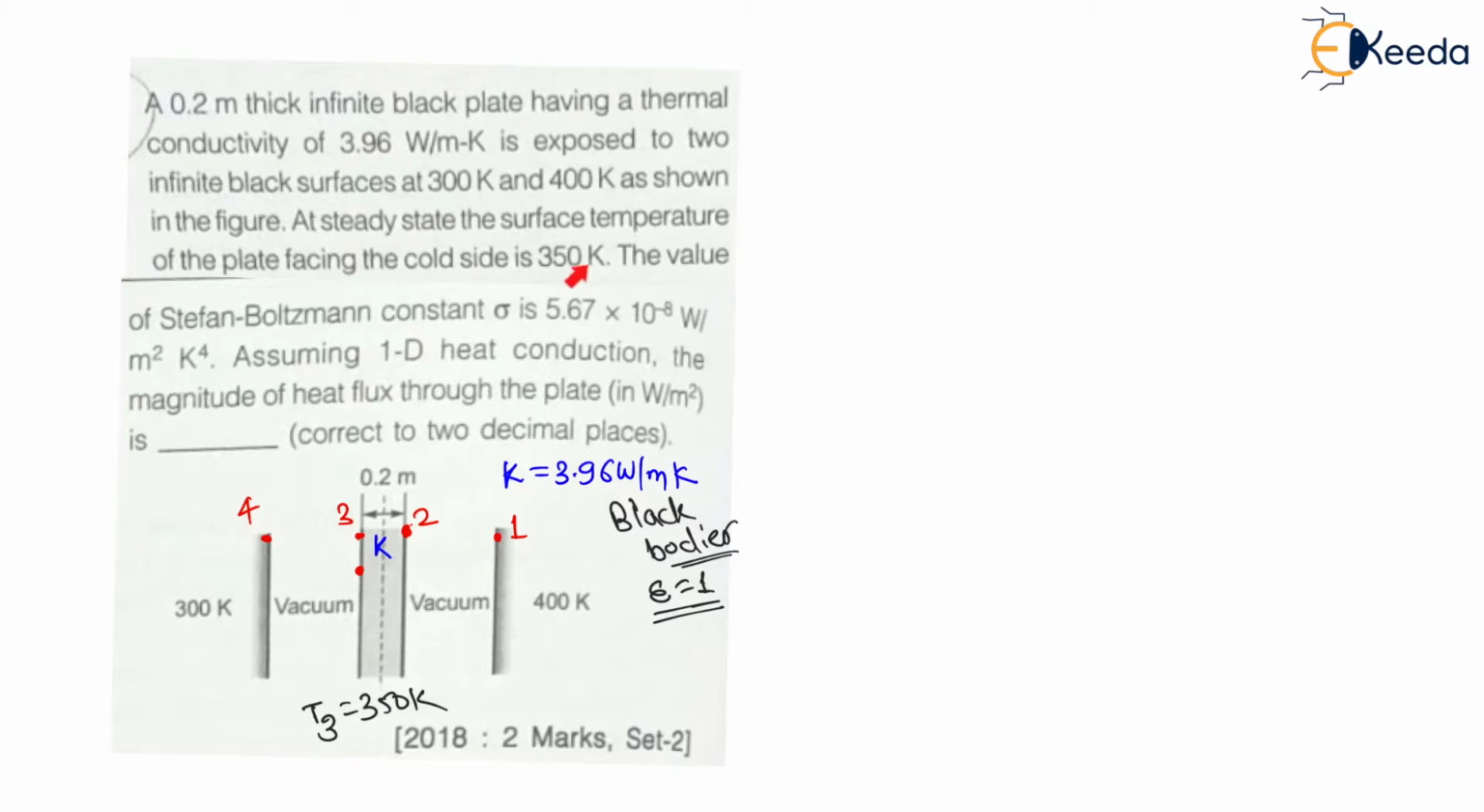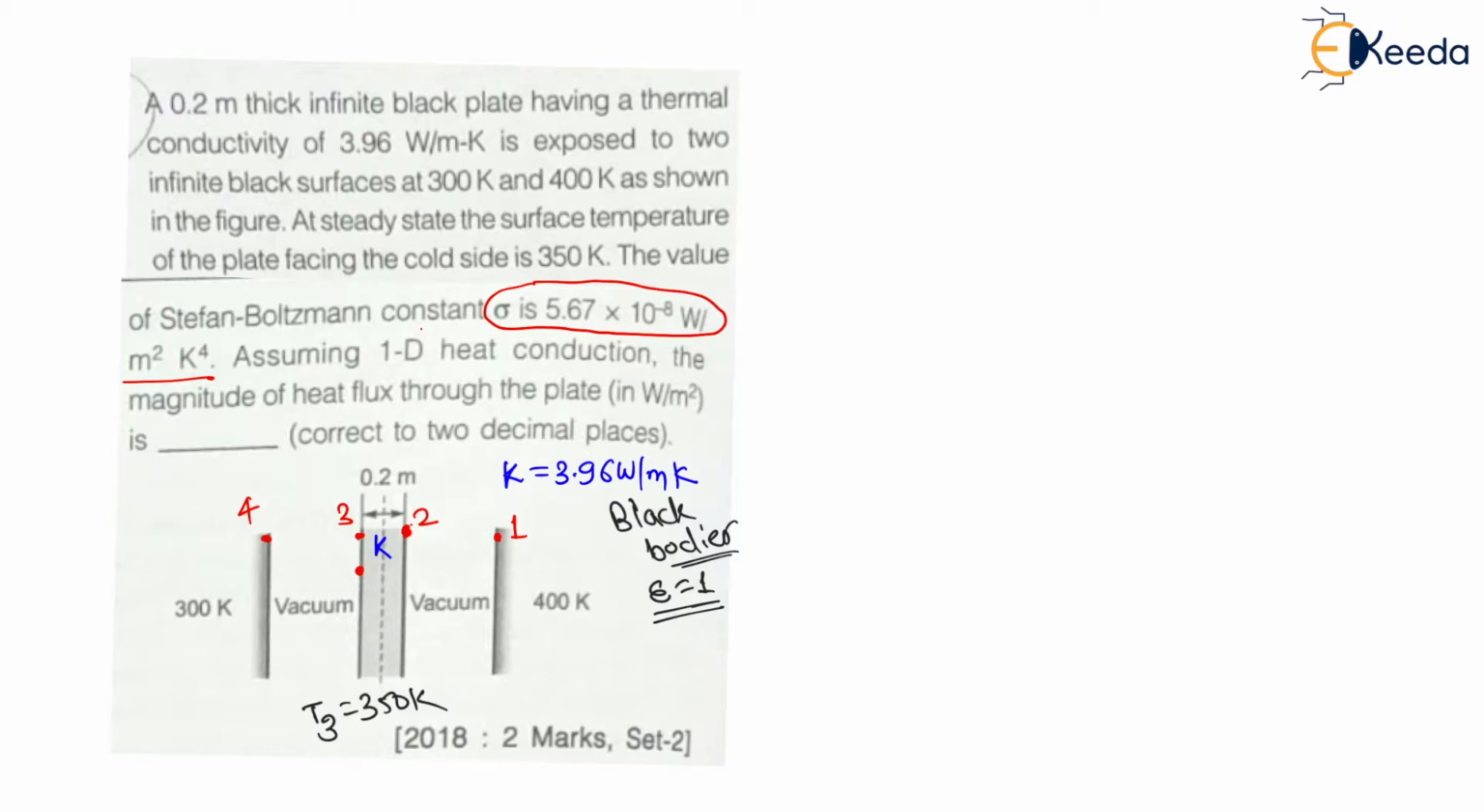It is 350 Kelvin. Now here Stefan Boltzmann constant sigma is given, which is 5.67 into 10 to the power minus 8 watt per meter square Kelvin to the fourth. It is a standard value of sigma. Assuming 1D heat conduction, the magnitude of heat flux through the plate in watt per meter square is.